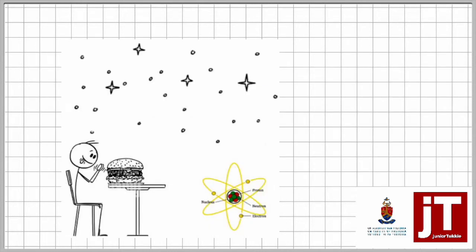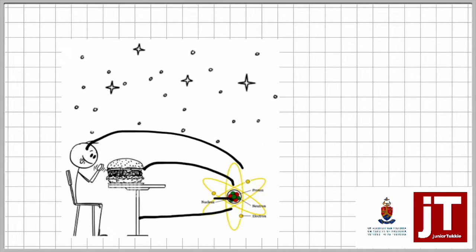In this video we will be looking at the atom, the building block of all matter. Now everything around us is made up of atoms. If we look at the food that we eat, if we look at our bodies, the tables, the chairs we sit on, the stars in the sky, they are all made up of atoms.